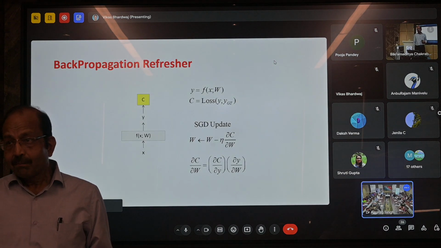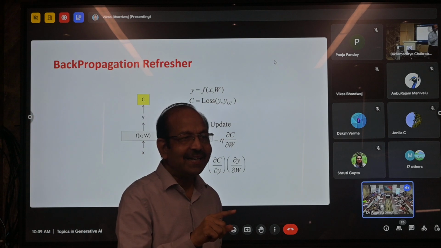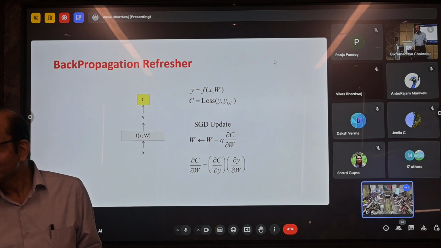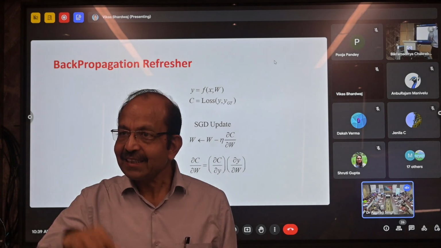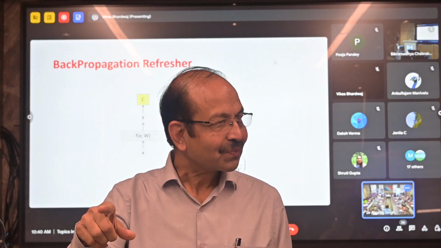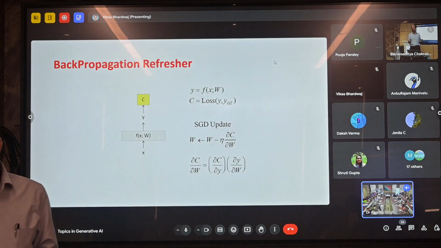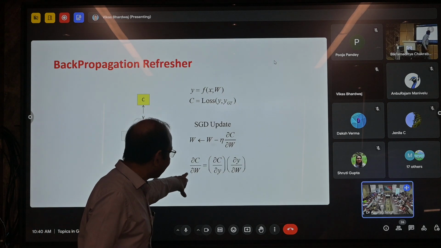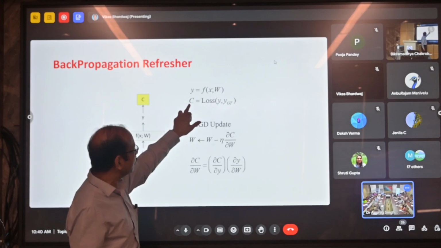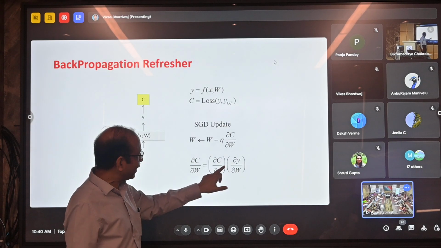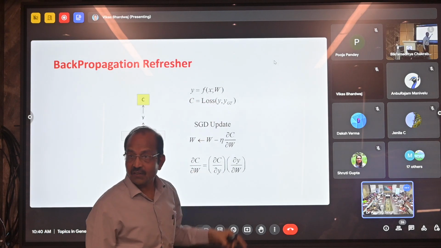But C is not directly a function of W. You see that C is a function of Y and YGT, the ground truth. But Y is a function of HT, and HT is a function of W. So using the chain rule, you will be able to compute the amount by which you are going to change it. How do you compute del C by del W? YGT is fixed, a constant. So you differentiate C with respect to Y, and then you differentiate Y with respect to W, and here Y is a function of W.